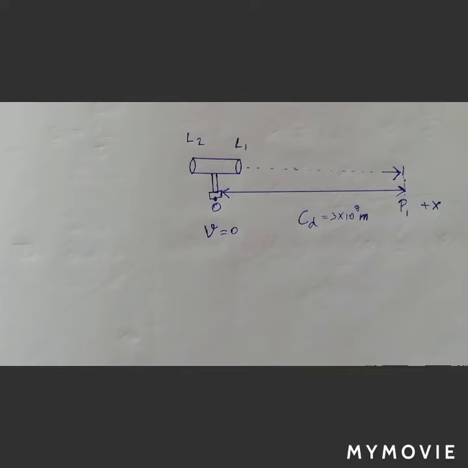In this video, we're going to prove that the relative velocity between the two light rays is 2c, not equal to c.